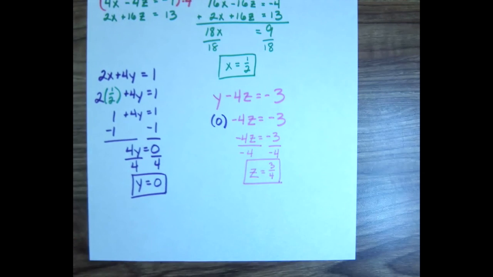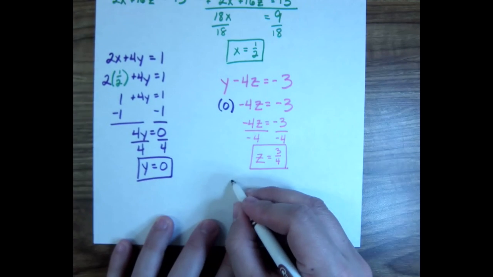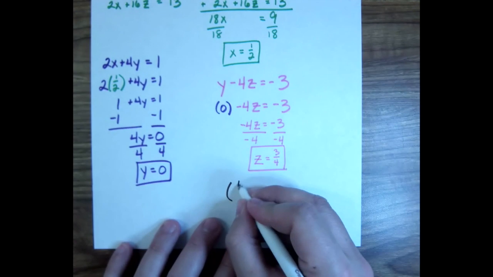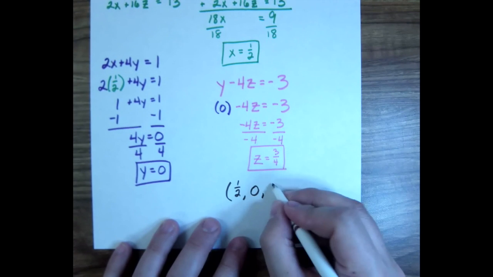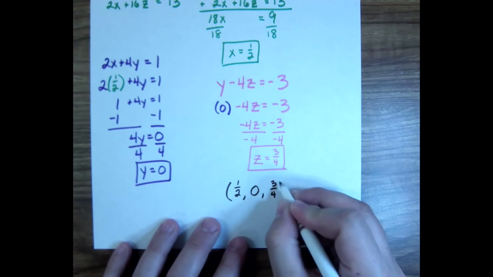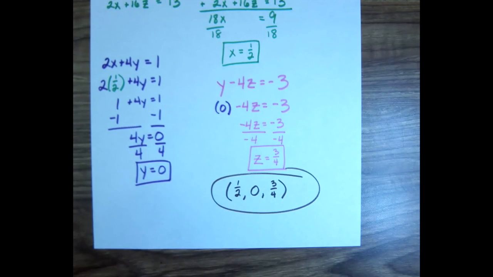Man, 2 fractions in this answer. What is happening? So the way you write the answer is just like the way you wrote the answer with all the rest of them, except we just add the z on the end. So it's x, comma, y, comma, z. And there's the answer.